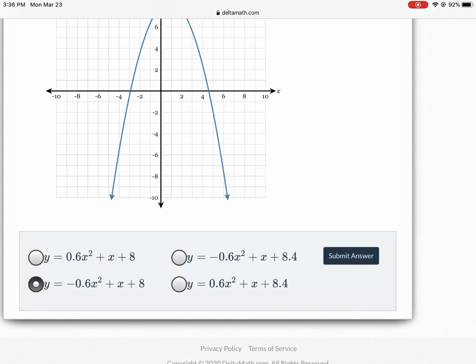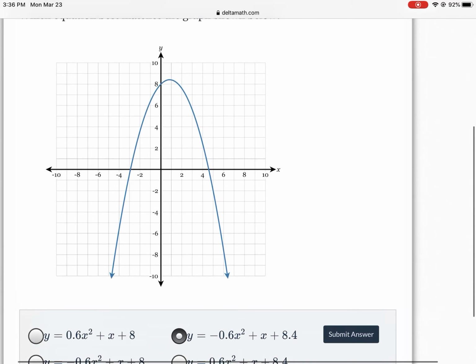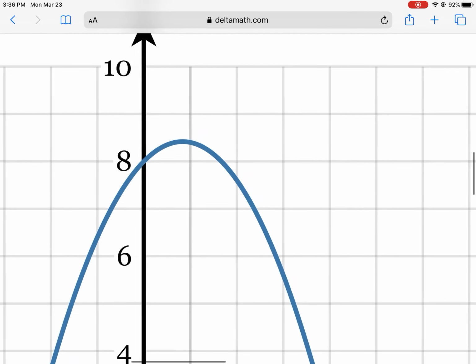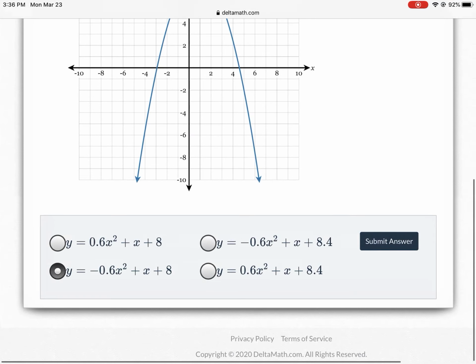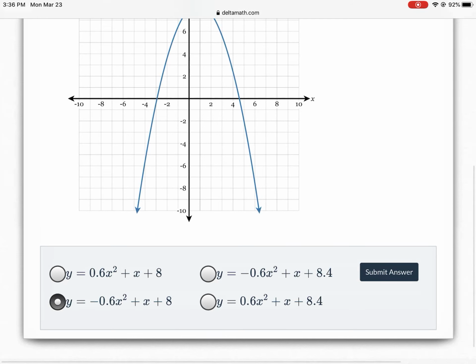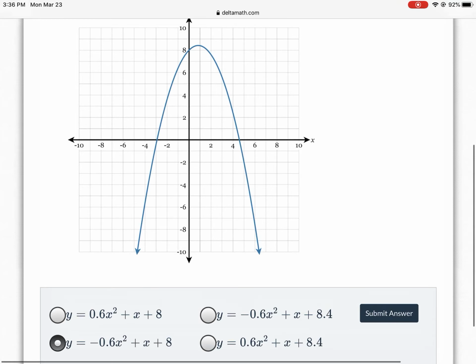The difference between these two is the last number, one has an 8 and one has an 8.4. This equation is in standard form, so we want to look at that last number and interpret it as our y-intercept. Our y-intercept in this problem is going to be 8, so our answer should be this one because it has a negative sign in front of the x squared term and it has a constant value of 8 at the end.